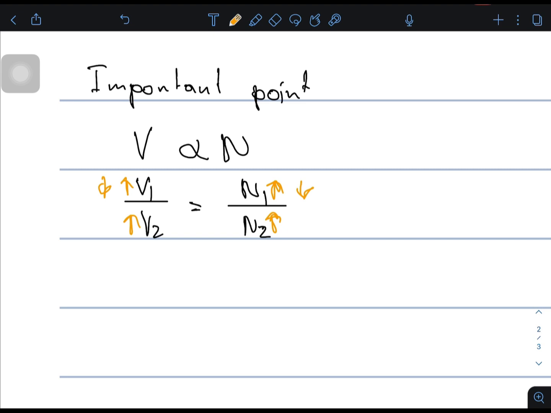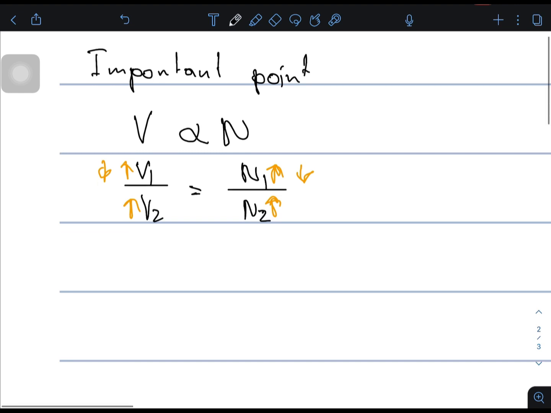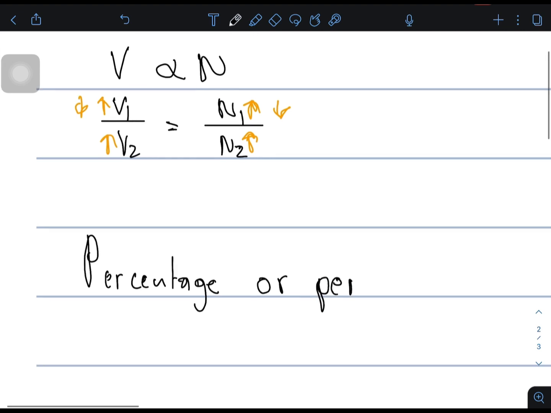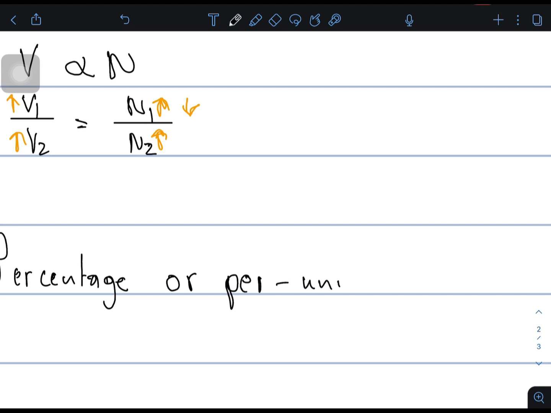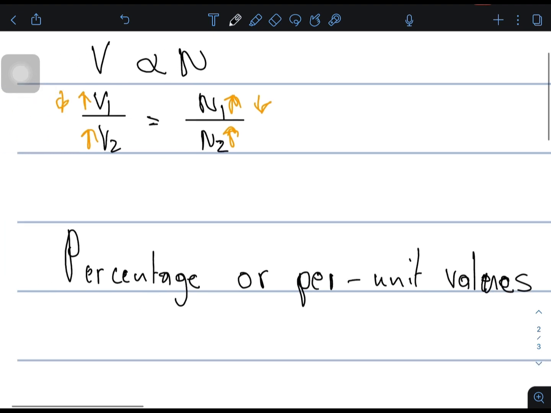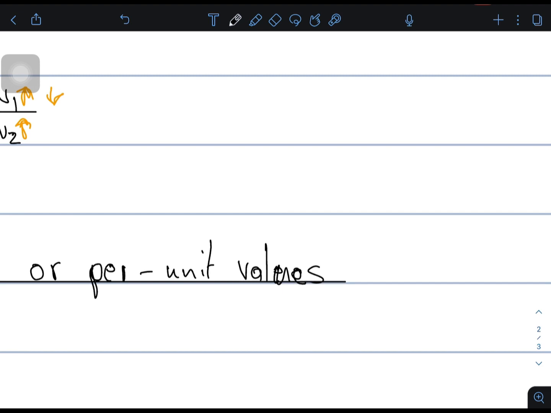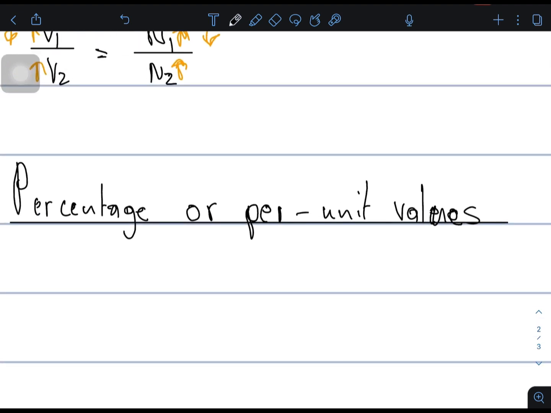Then moving on to the next section of this lesson, we are going to talk about percentage or per unit values. Percentage or per unit values. Okay. We start with the word percentage. People know this one, okay? People know what percentage means.